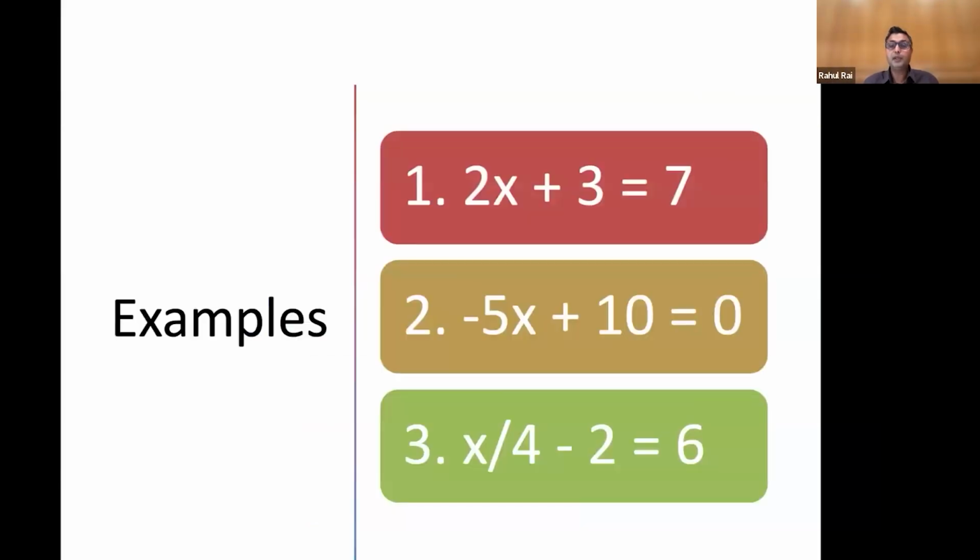Okay. Some simple examples of linear equation in one variable are given here. You can see that the constants a, b, and c are varying in each of the three examples that we have here, but there is only one variable x in each of the equations, and the power of x is 1. Okay. Again, these are the various ways you can see. So these are examples of one variable linear equations.